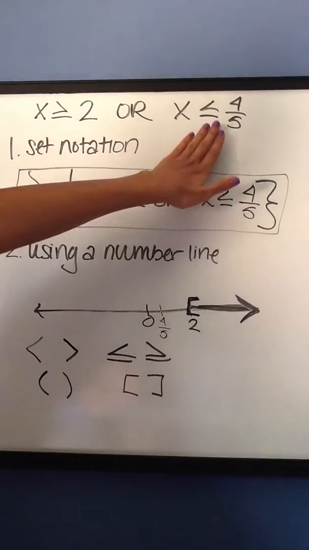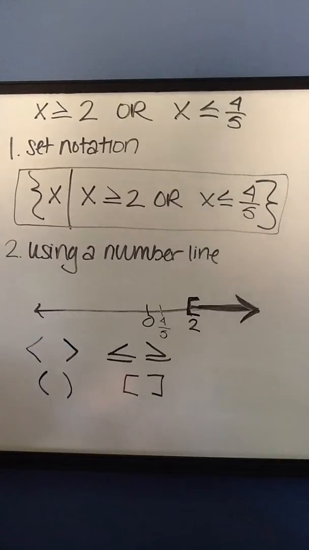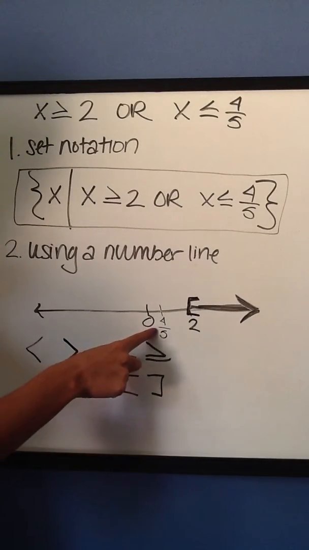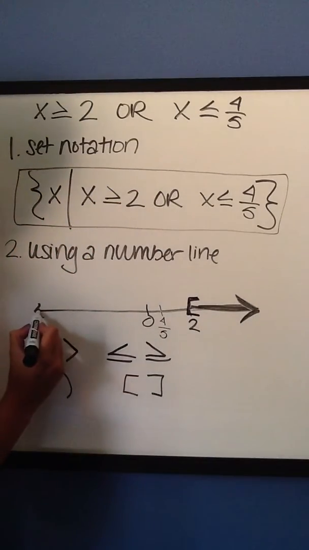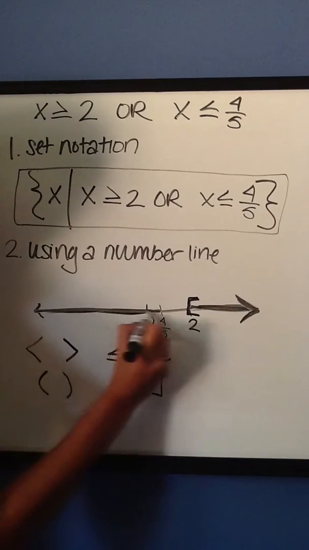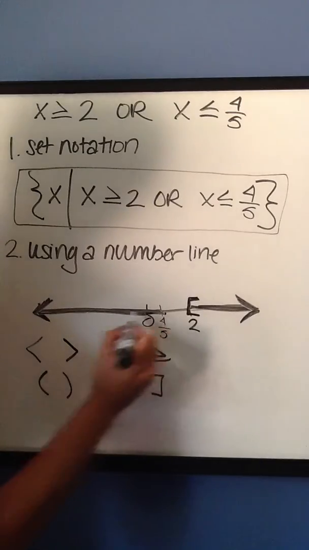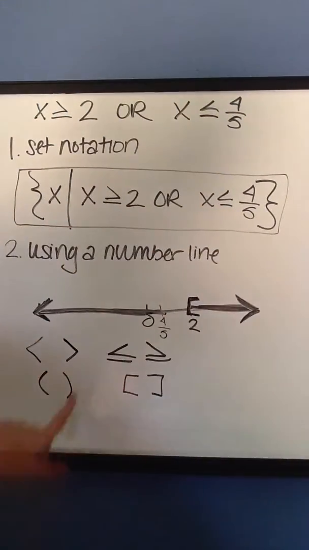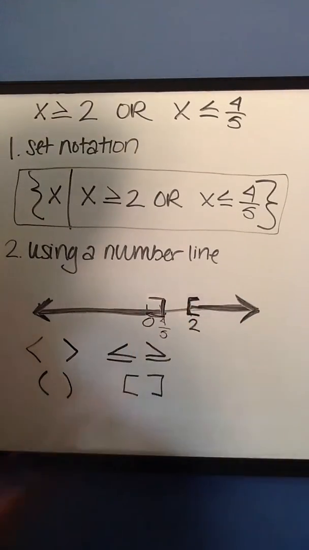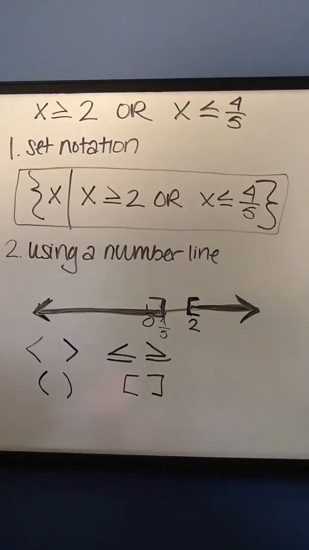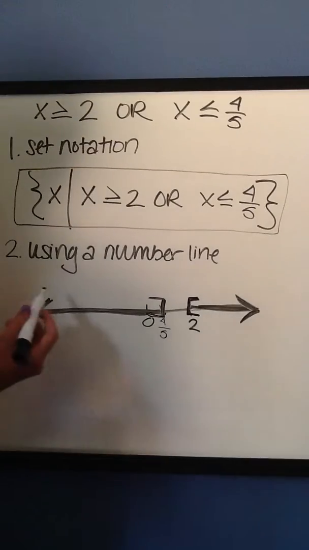So next we're going to look at the second solution, and that's x is less than or equal to 4/5. So if we're less than or equal to 4/5, we're going to be going to the left of 4/5. We want all of the answers that are less than 4/5. So we're going to shade the left side of our number line. And again, we have a less than or equal to, and when we have a less than or equal to, we use a bracket to show that we're including that answer on our number line. So this right here, I'll get rid of this, is our number line solution.